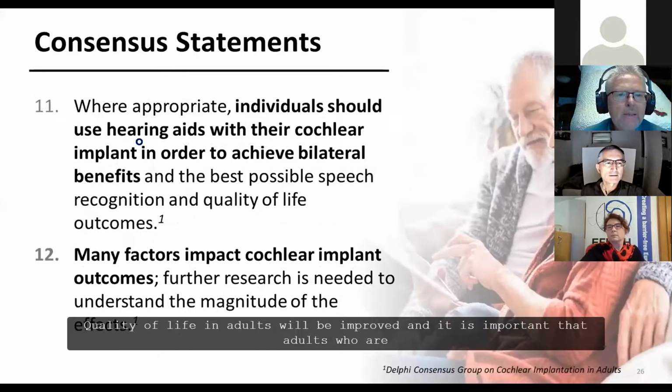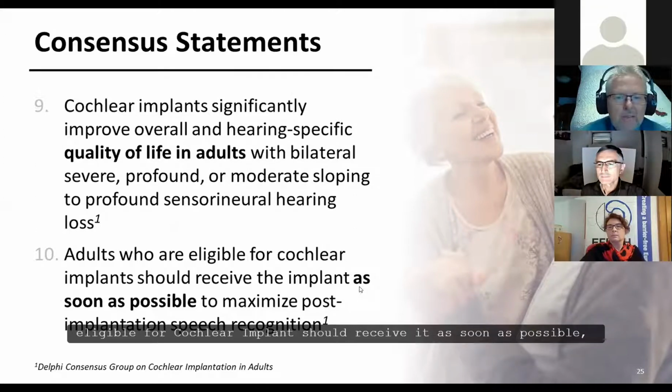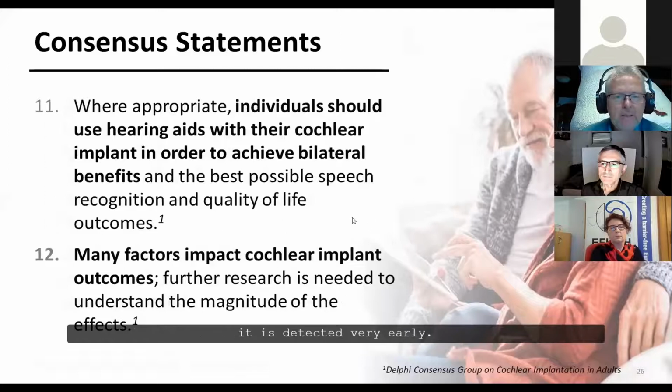Okay, number nine: quality of life in adults will be improved, and it's important that adults who are eligible for a cochlear implant should receive the implant as soon as possible, not wait until isolation and the lack of communication cause a lot of side effects, but fit very early.